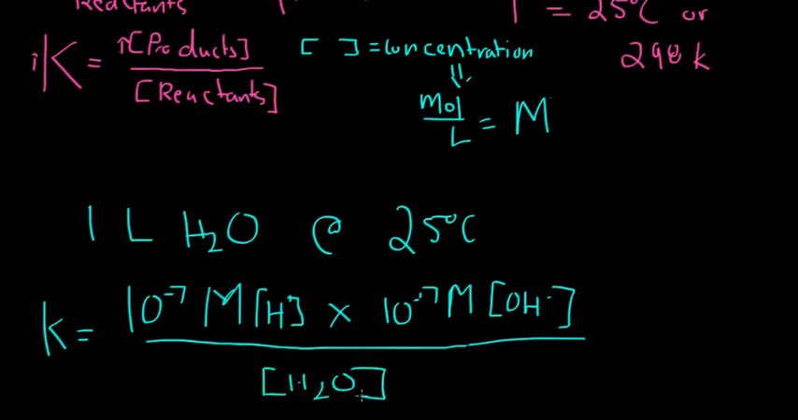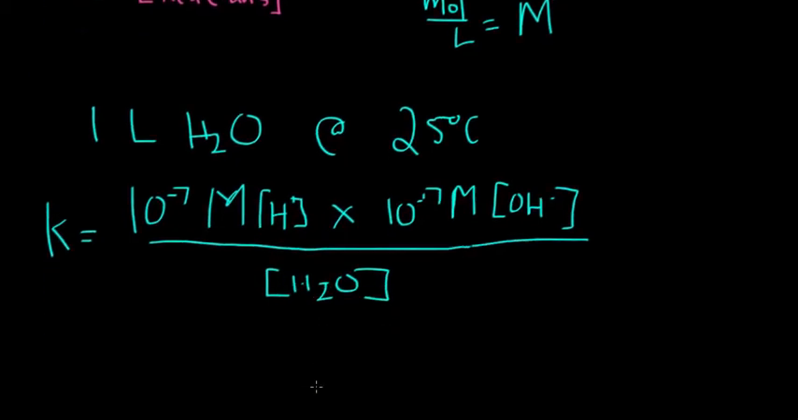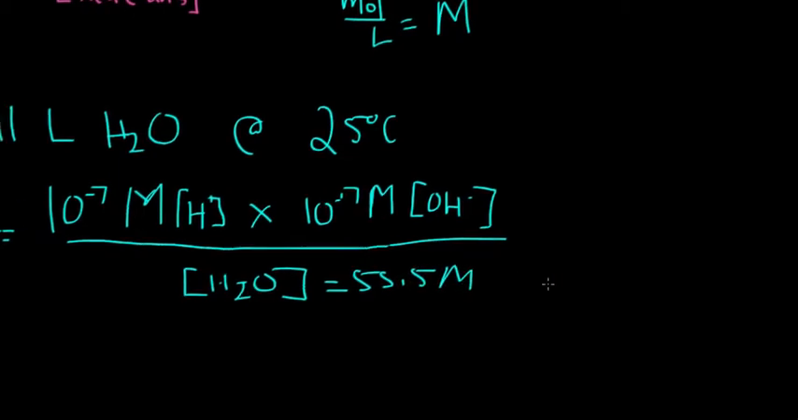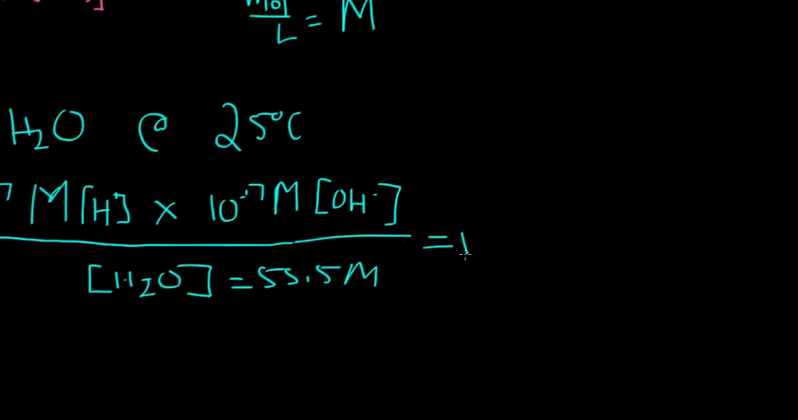Now the only thing I need to figure out my K is the concentration of H2O. I do know that I have 1 liter of H2O, but I want my concentration in molarity. I won't go into the math of how you get the molarity of water, so you'll just have to trust me that it is 55.5 molarity. And if you do the math, it comes out to 1.86 times 10 to the negative 16. Ordinarily we would stop here, and this would be our K, and we would be done.